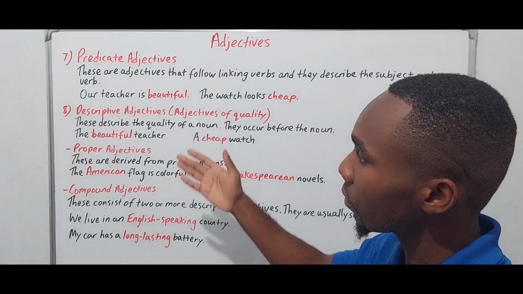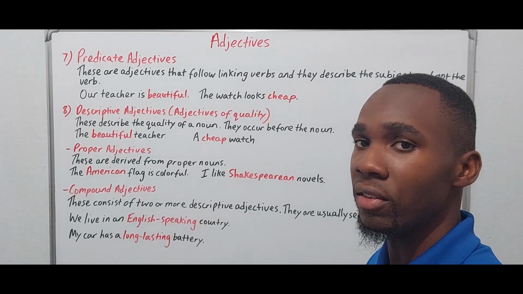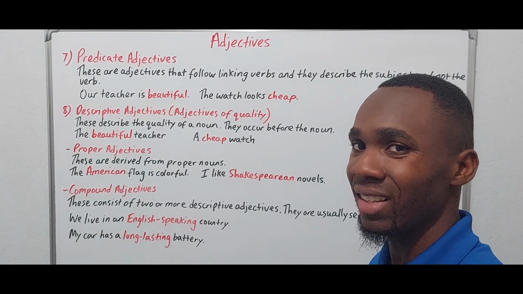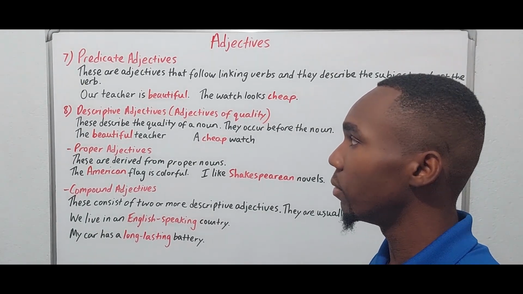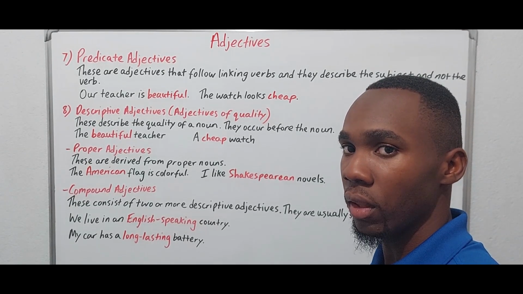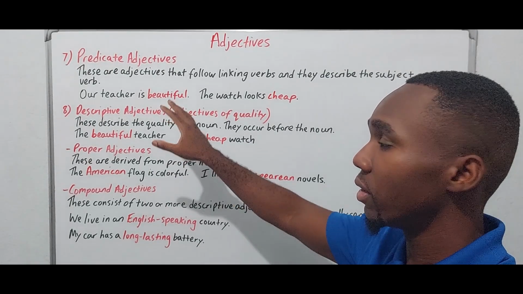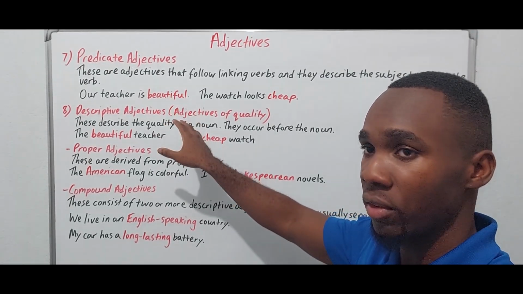Okay? For example, our teacher is beautiful. The verb to be is not an action verb. It is a linking verb. It describes the state of the subject. Okay? So in this case, it is talking about the subject's appearance.